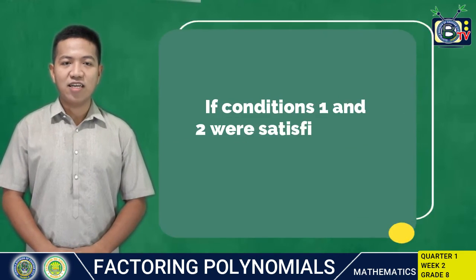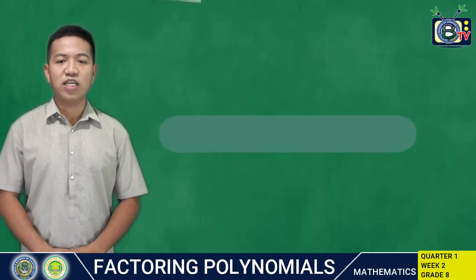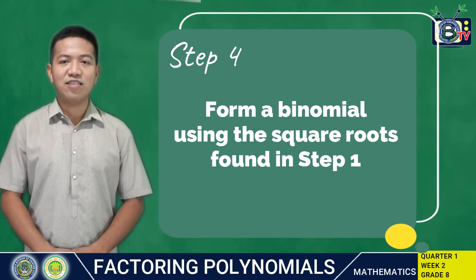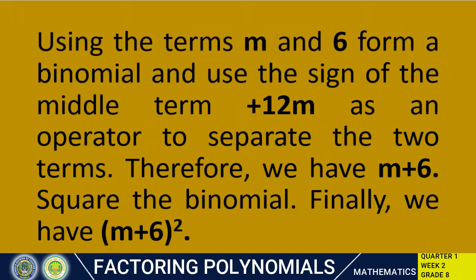Since the conditions are satisfied, then m squared plus 12m plus 36 is a perfect square trinomial. Form a binomial using the square roots found in step 1, taking the sign of the middle term of the given trinomial. Using the terms m and 6, form a binomial and use the sign of the middle term plus 12m as an operator to separate the two terms. Therefore, we have m plus 6. Square the binomial. Finally, we have quantity m plus 6 squared.